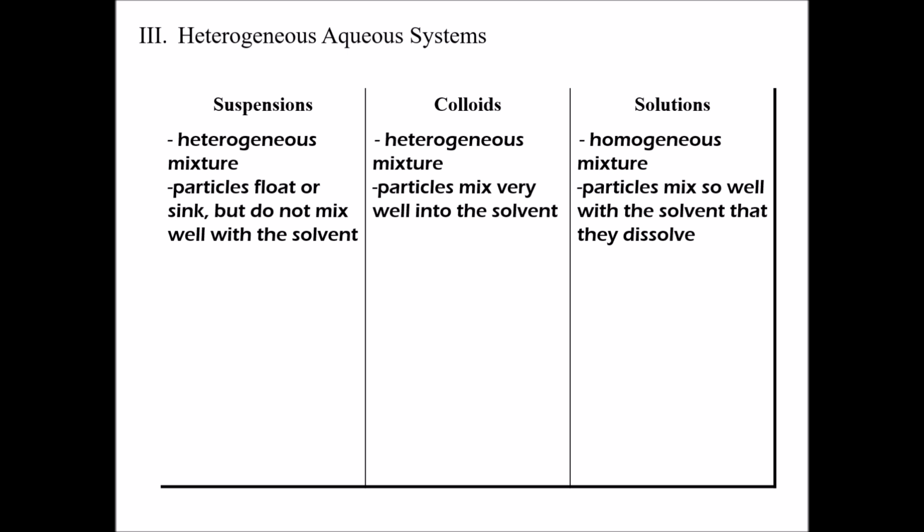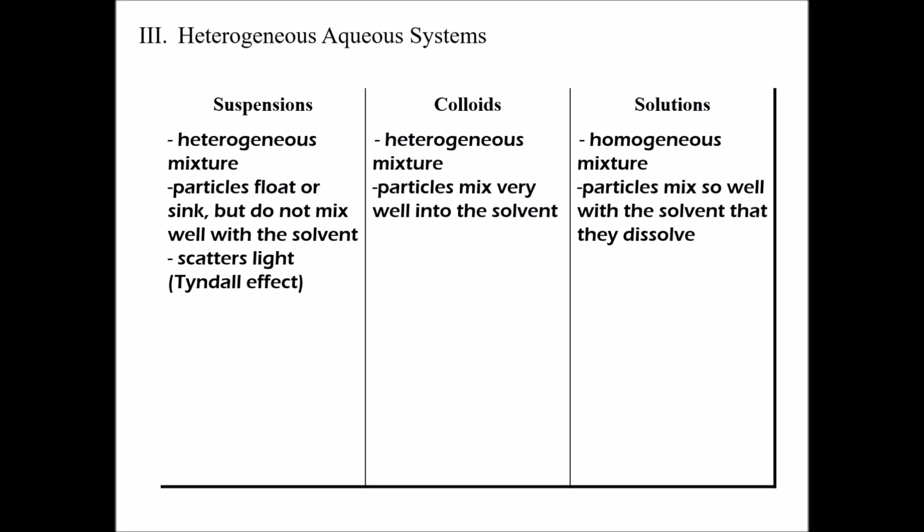Solutions, however, are particles that mix so well that they actually dissolve. Now, when you're looking at these three, the suspension is the easiest one to tell by eye. Why? Because you can actually still see all of the particles floating or sinking in there. But colloids and solutions are hard to tell the difference between because they're both mixed really well. So how do you tell when something's dissolved and when it's not dissolved?